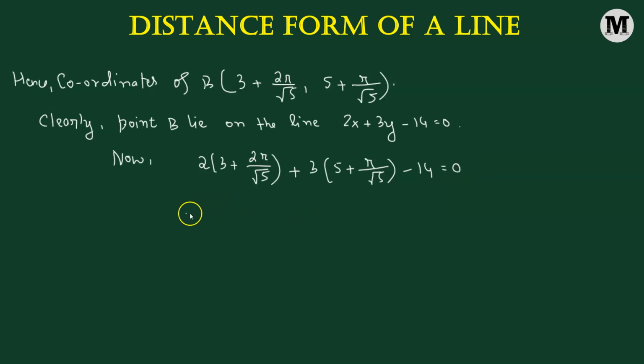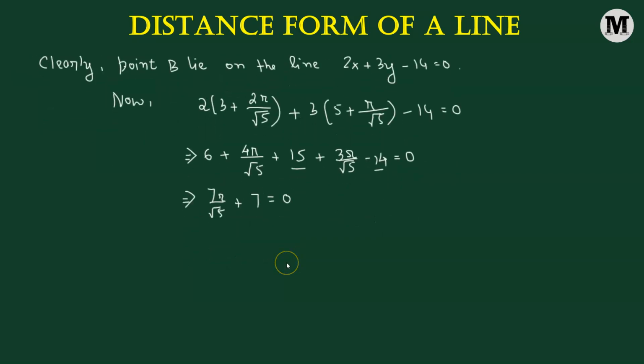Okay, so let's simplify this, and this is going to help us obtain the value of r. So we have 2 times 3, that's 6, added to 2 times 2r over square root of 5, which gives us 4r over square root of 5. Added to 3 times 5, that's 15. We have 15 added to 3r over square root of 5 minus 14 equals 0. So this is equivalent to 7r over square root of 5, added to 15 minus 14, that's positive 1, and 6 added to 1 gives us positive 7, equals 0. So let's solve for the value of r.